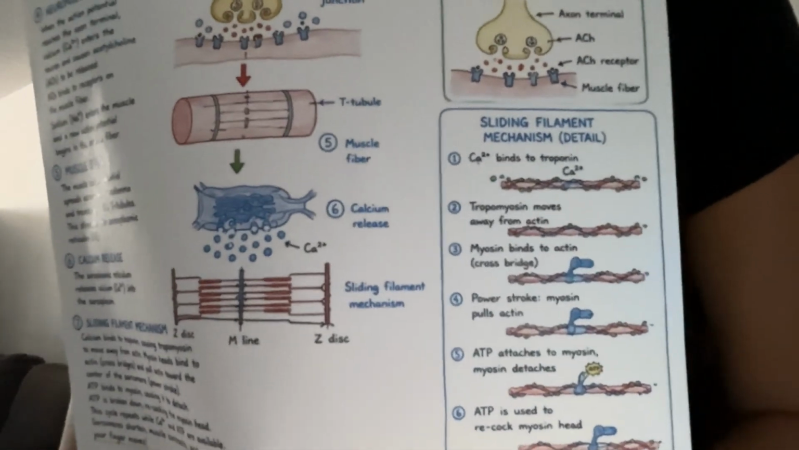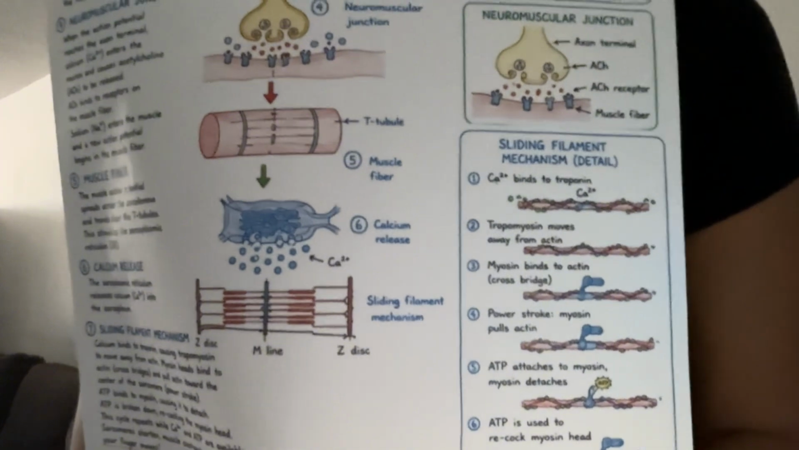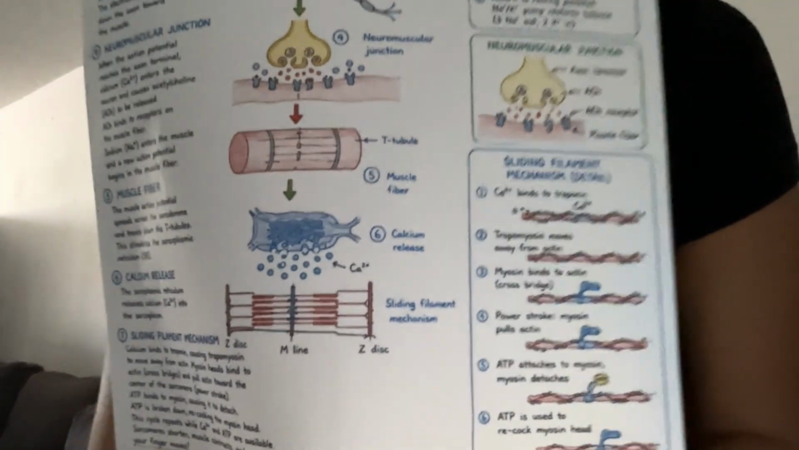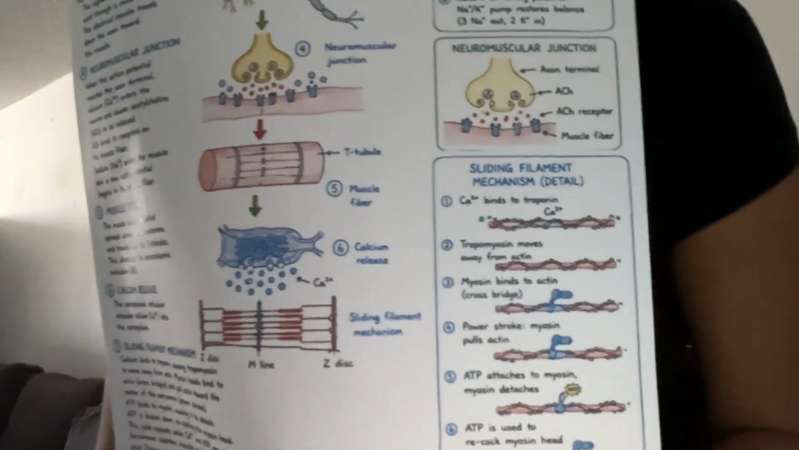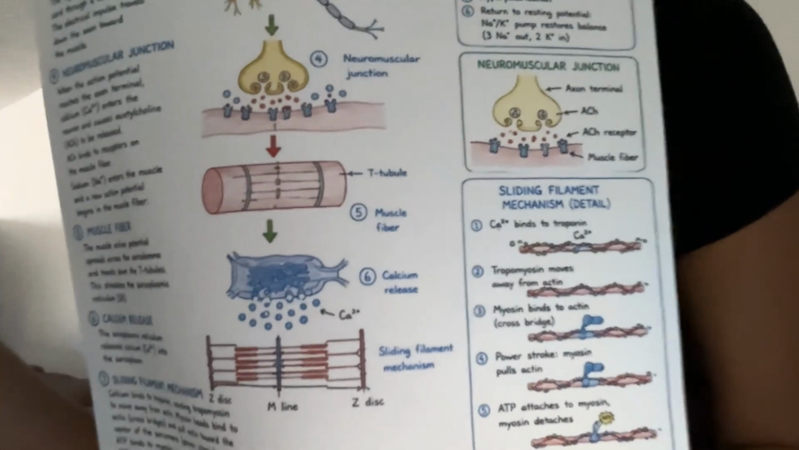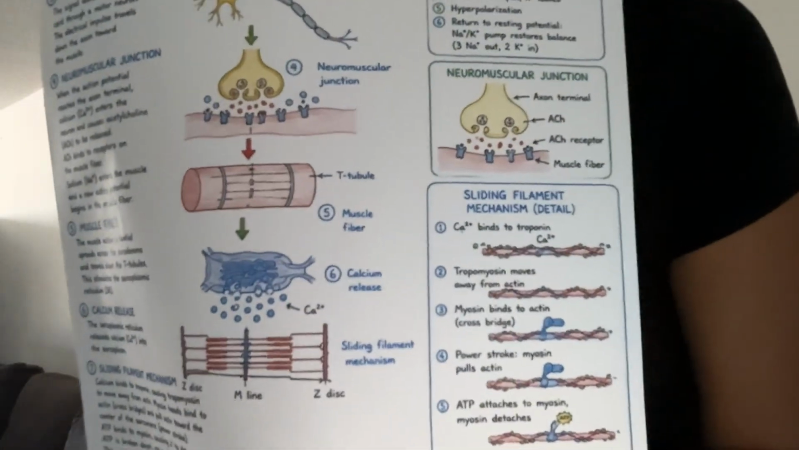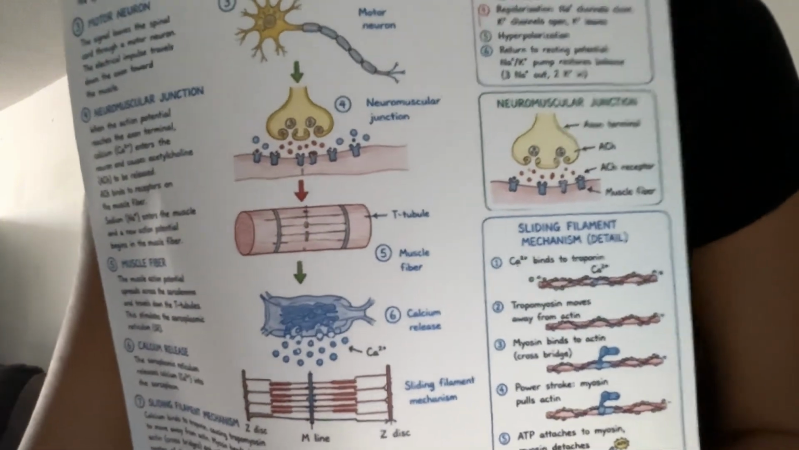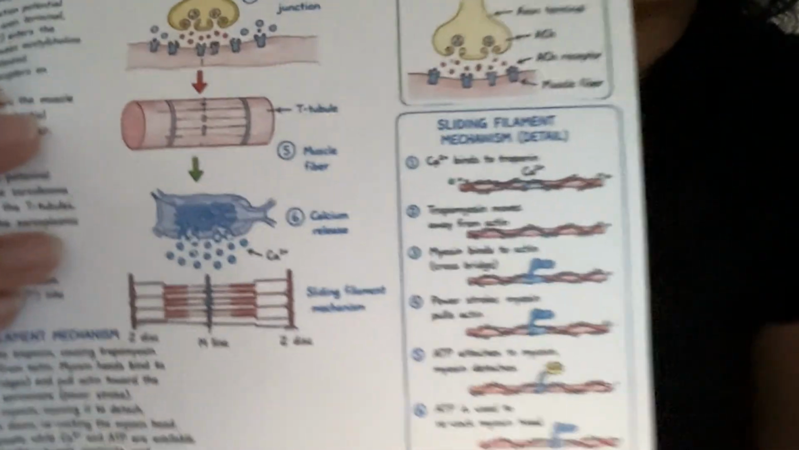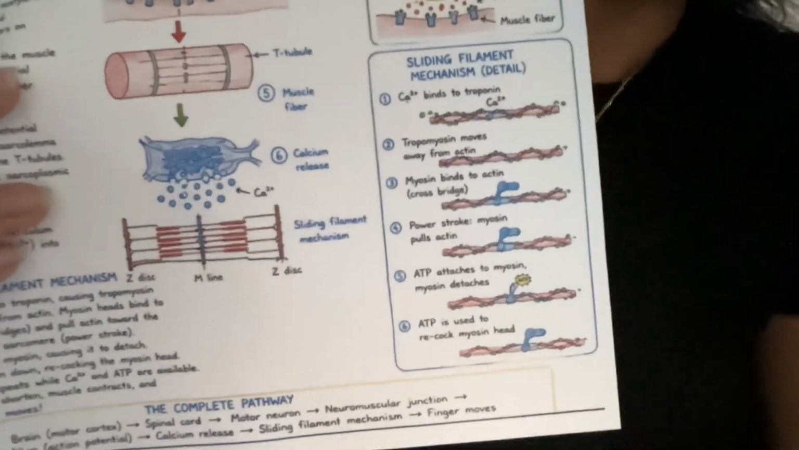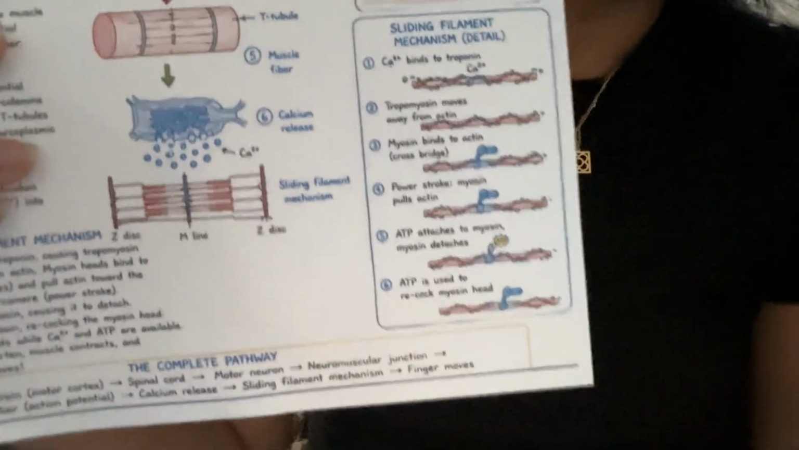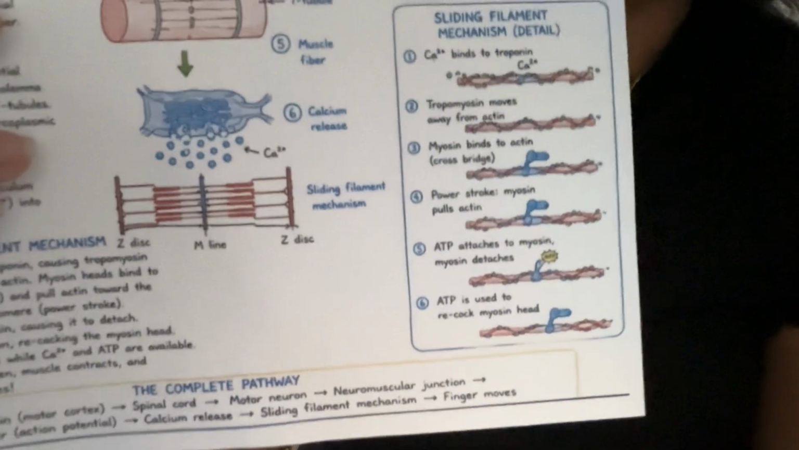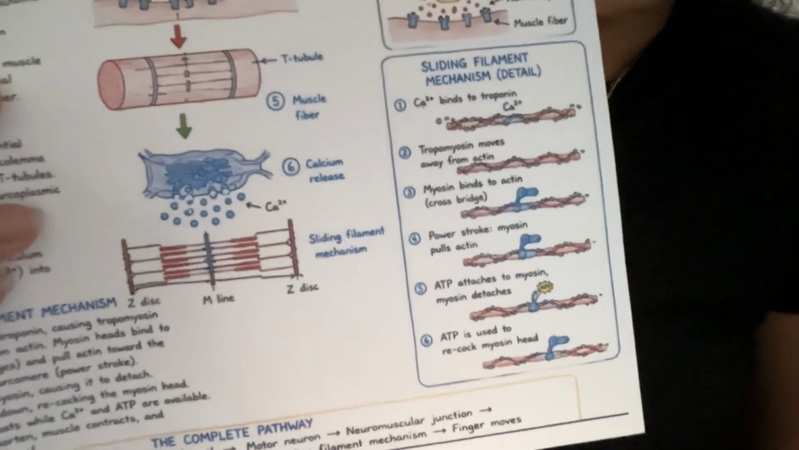After the power stroke, ATP attaches to the myosin heads, causing them to release actin. The ATP is then broken down into ADP and phosphate, which recocks the myosin heads so they can be attached again. This cycle repeats as long as calcium and ATP are present. As more cross bridges form, the sarcomere shortens, the muscle contracts, and finally my fingers will move.